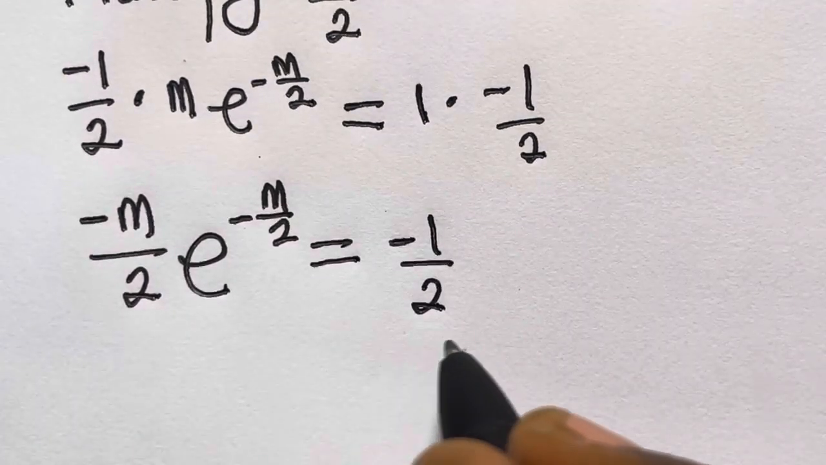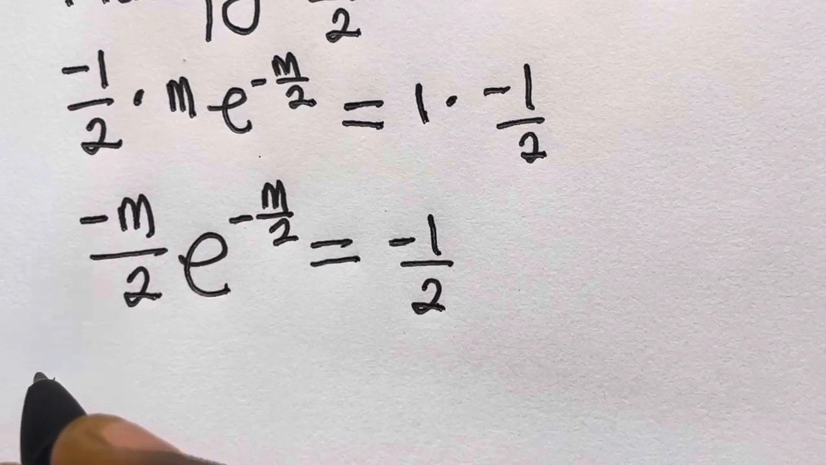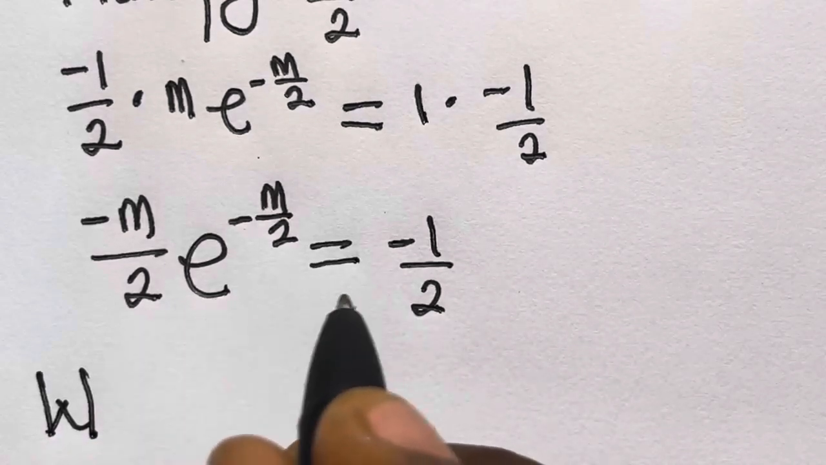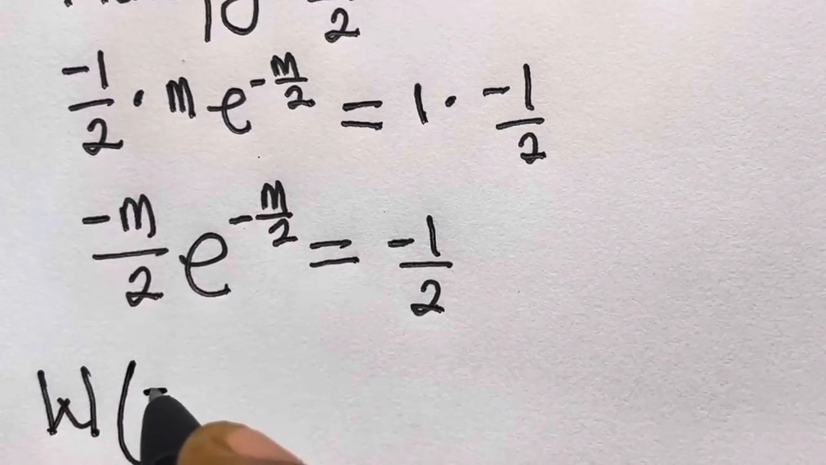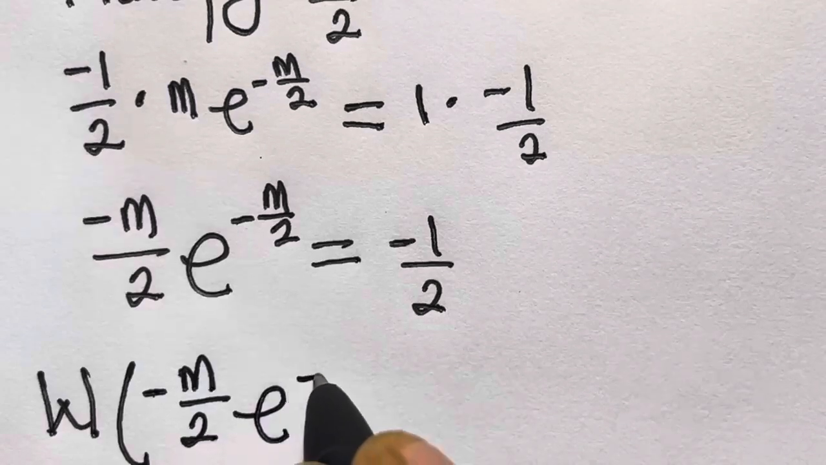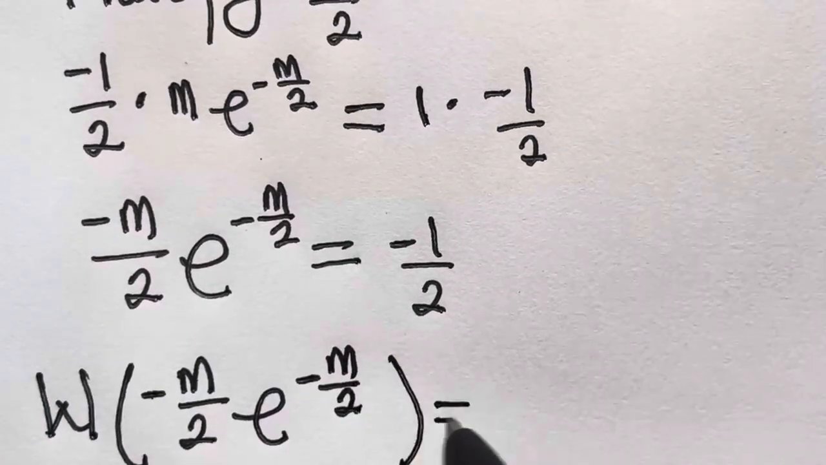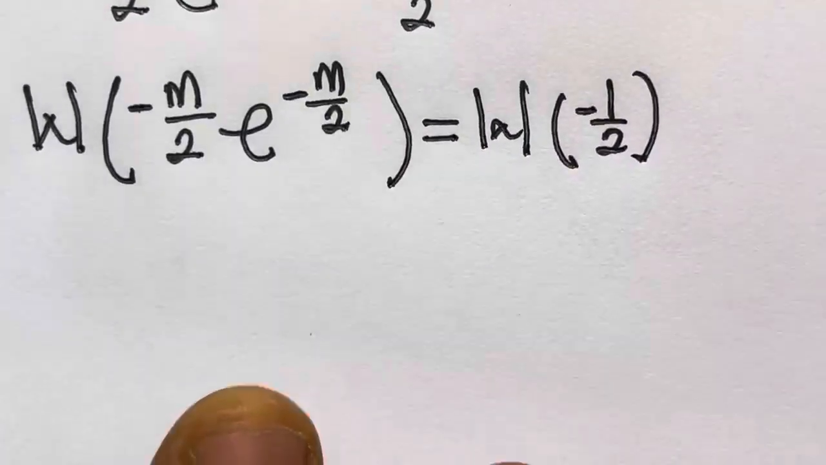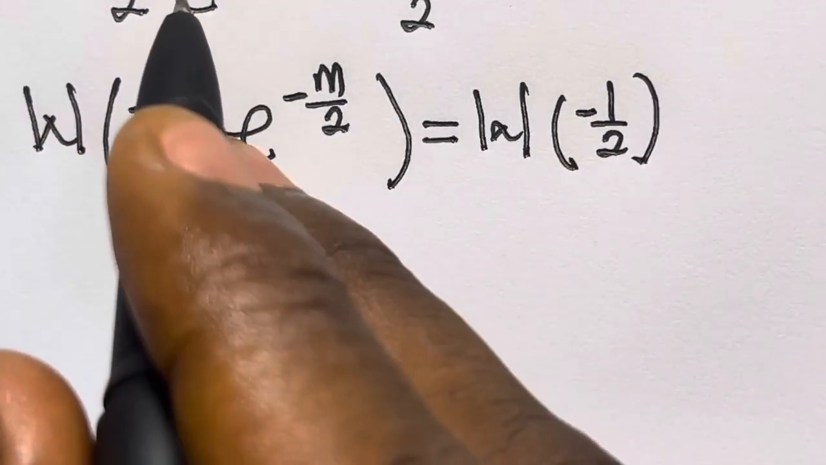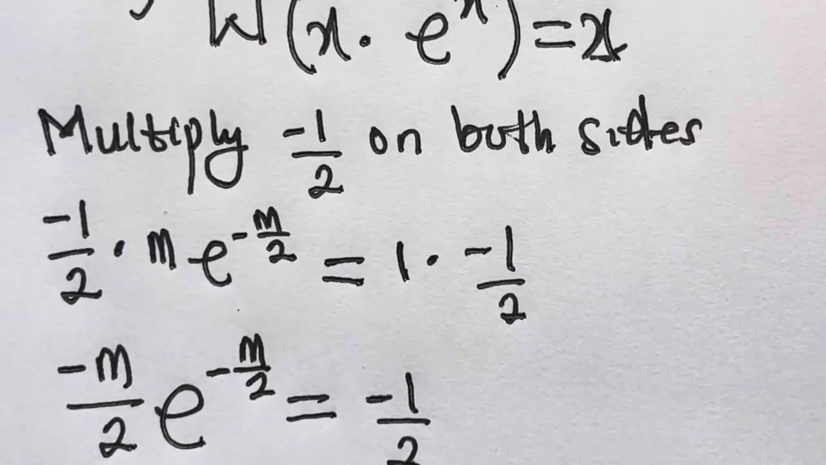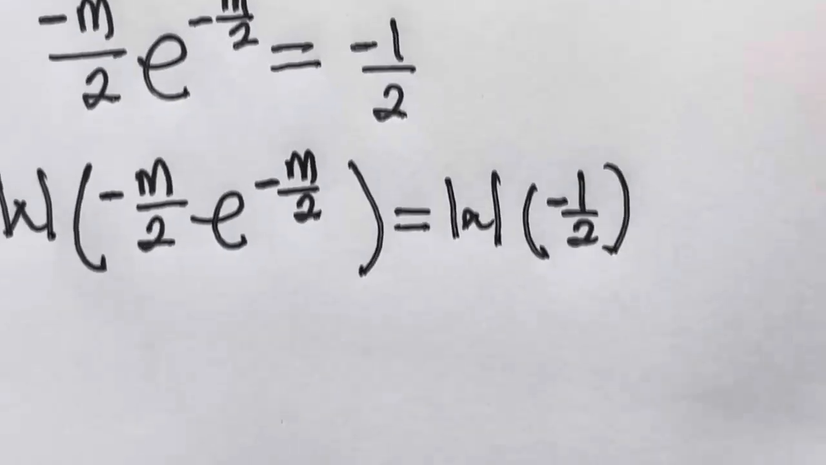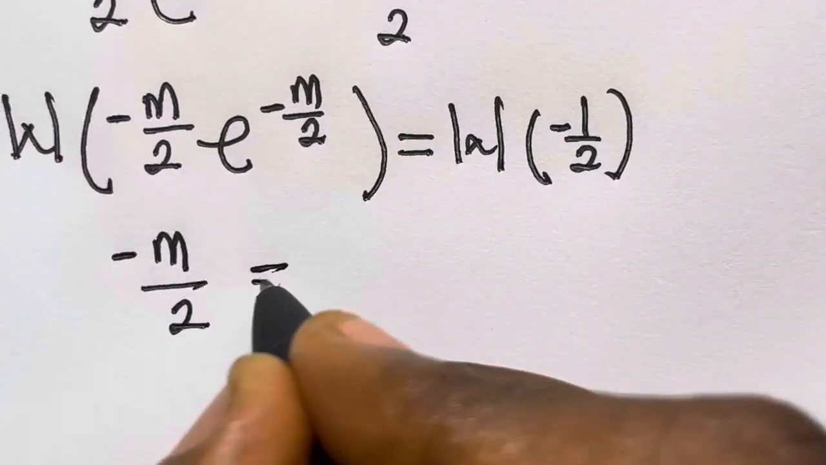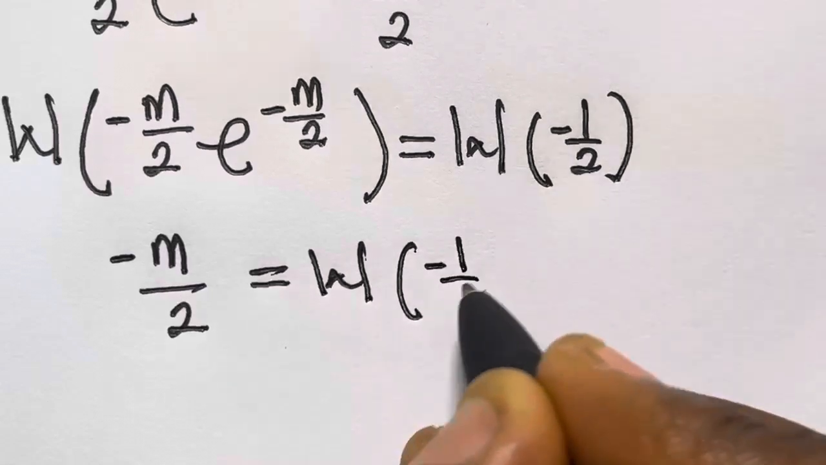So applying the Lambert function, we want to introduce the Lambert function on both sides. The Lambert function of minus m divided by 2 exponential minus m over 2 equals the Lambert function of minus 1 divided by 2. So like I explained earlier, our Lambert function of this will become minus m divided by 2. This is equal to the Lambert function of minus 1 divided by 2.